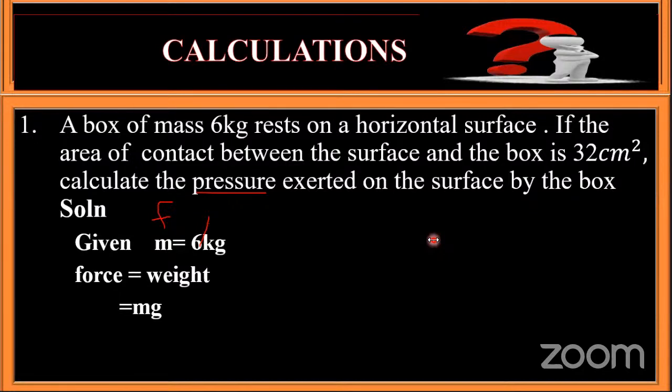What's the value of acceleration due to gravity? 10. Very good. It is 10 meters per second squared. So if we are given the mass, we get the force. The force is the weight, mg. So it will be 6 times 10, which is 60 newtons. Please don't forget to write newtons. So we already have the force as 60 newtons.